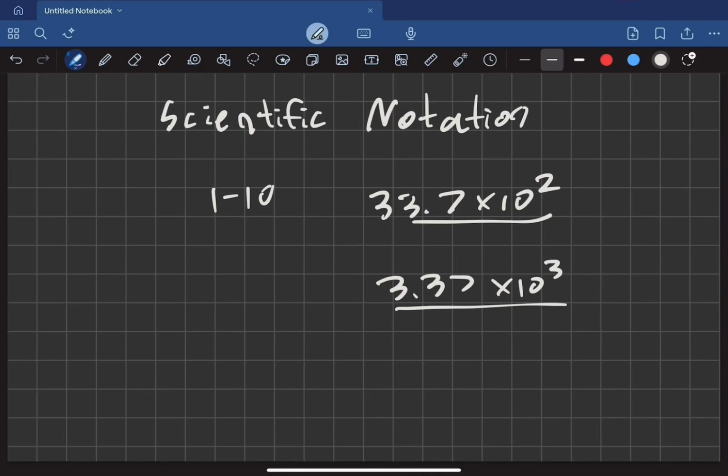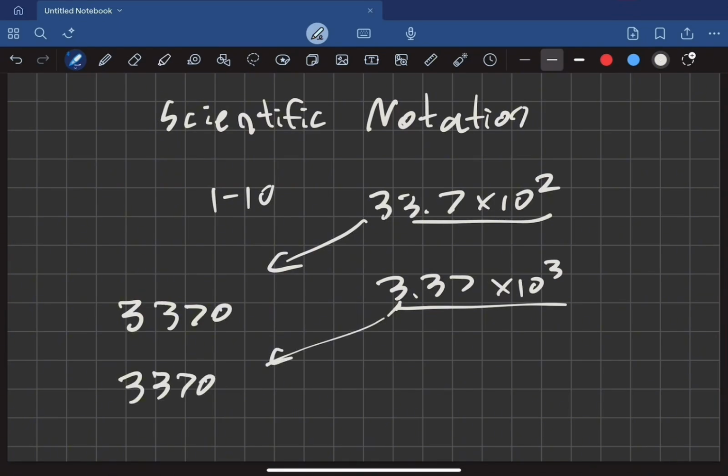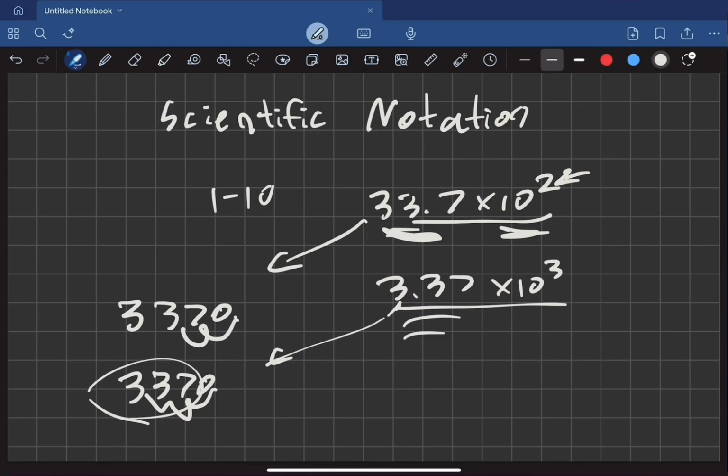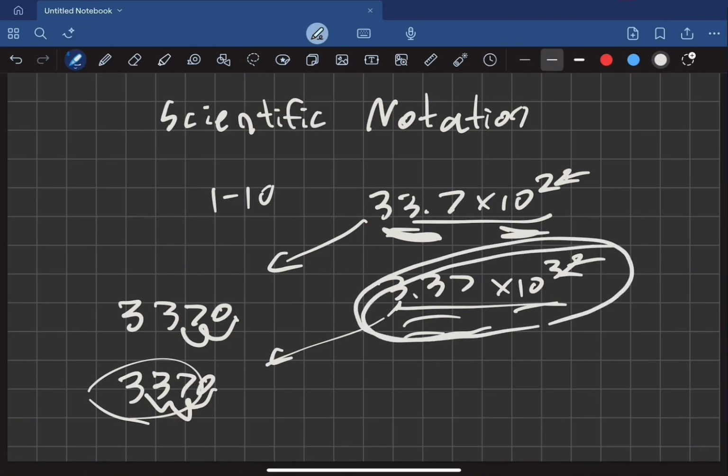This would correspond up here. This would correspond to 3,370, as would this, 3,370. And up here, we can see we moved the decimal 2 times, and we got 33.7 times 10 to the second. And down here, we moved it 3 times, and we got 3.37 times 10 to the third. So technically, they're the same thing, but it becomes a lot easier if everybody's using the same convention. So everybody goes ahead and uses this one. This is the correct one in scientific notation.